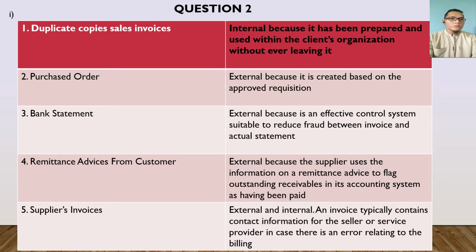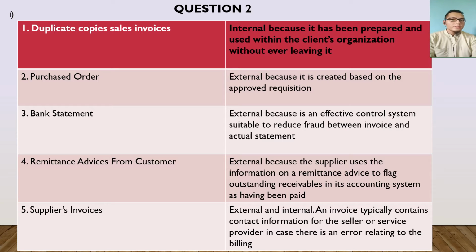So today I'm going to answer question 2 of the tutorial exercise. The question is: one issue that affects the reliability of documentary evidence is whether the documents are internal or external. The following are examples of documentary evidence. For this question 2, I am required to identify whether each document is internal or external and clarify my answer. The second requirement is to classify each document as to its reliability, whether it's high, moderate or low.